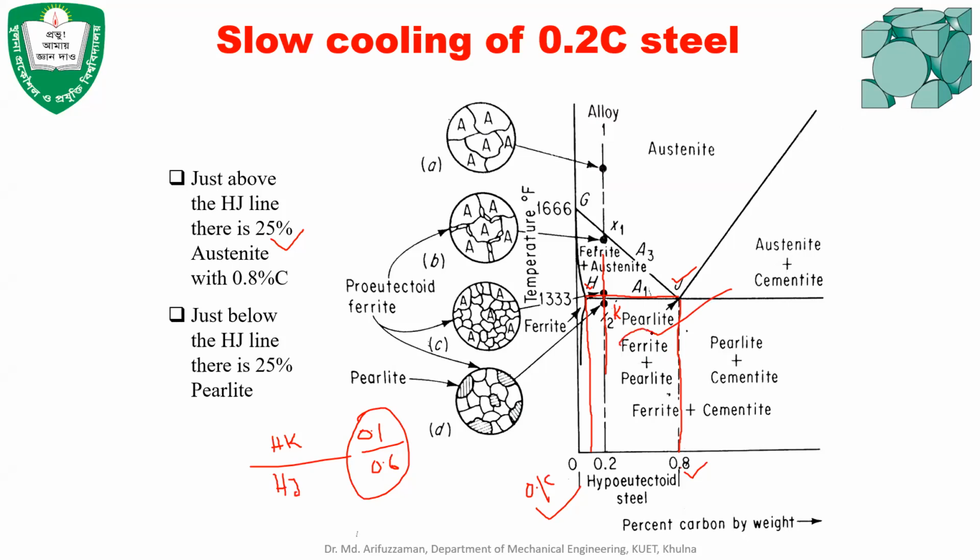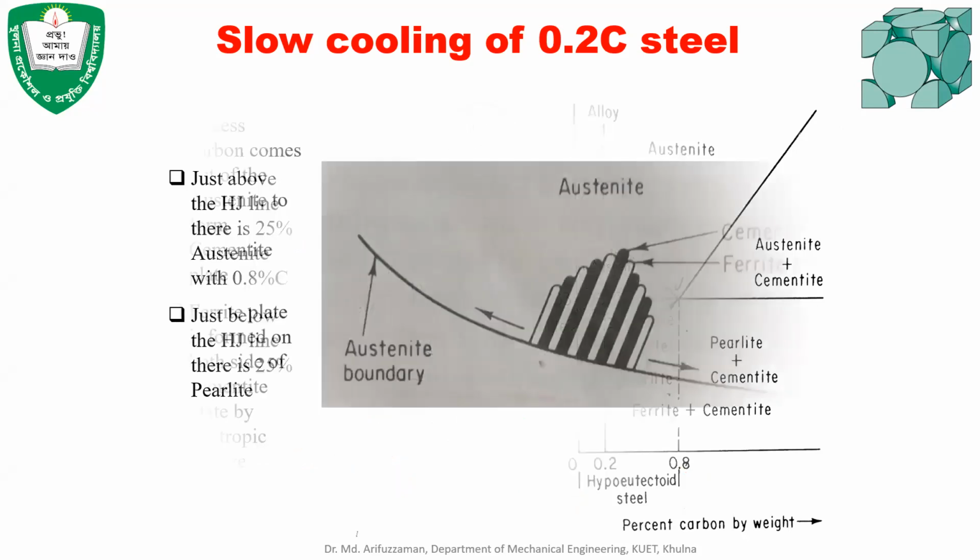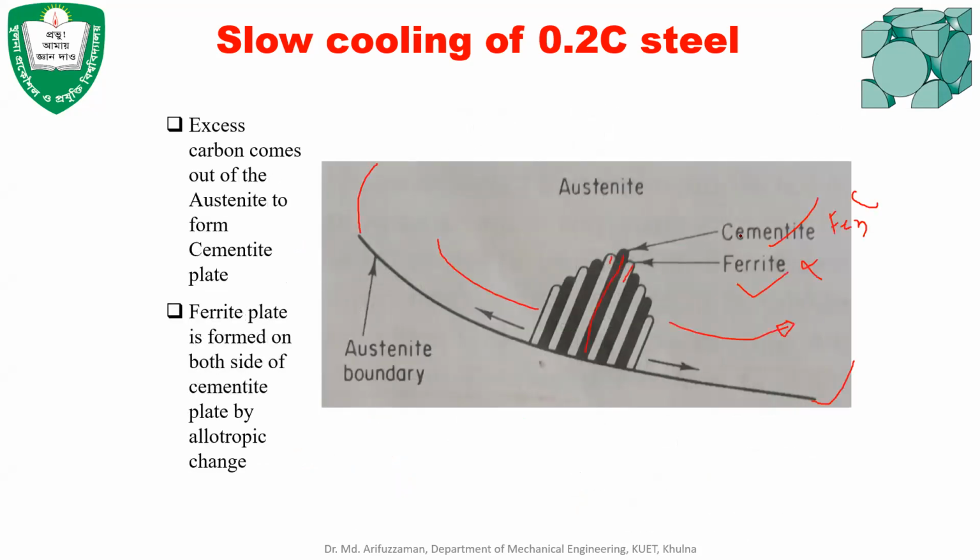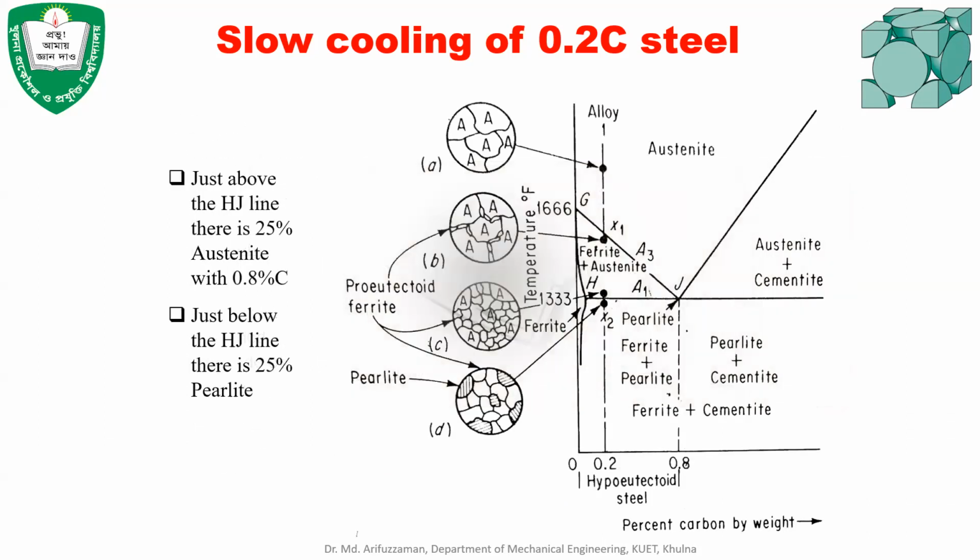Perlite is the mixture of ferrite and cementite. Okay? Ferrite and cementite. This is the mixture of ferrite and cementite. Yes, sir. This is how the perlite formation occurs, and it is a mixture of ferrite and cementite. Okay. Any more questions?